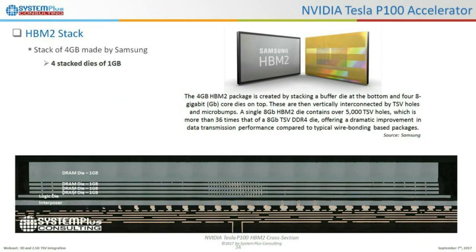Regarding the memory, the HBM stack, we have HBM2 here, and as I said, it is directly made by Samsung, so Samsung is the provider of this HBM2 stack. We have four stacks of 4 gigabytes, so for one HBM stack, we have four memory dies which are stacked with the middle TSV and connected on top of a buffer die, a logic die. In terms of numbers, Samsung estimates that there are more than 5,000 TSV per die on each DRAM component.